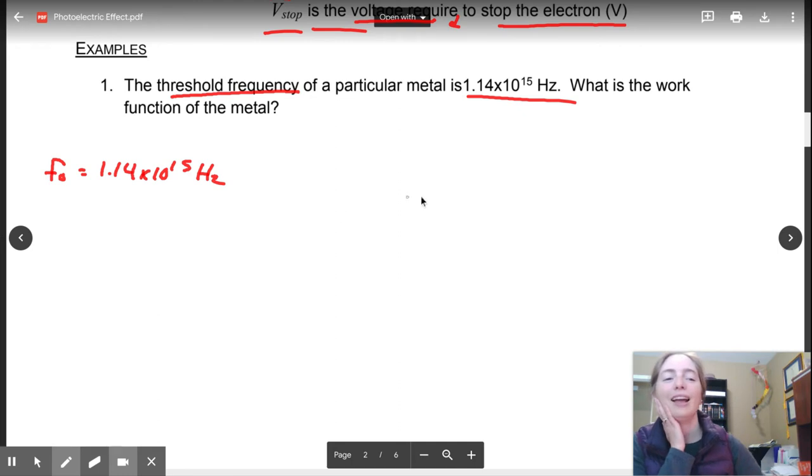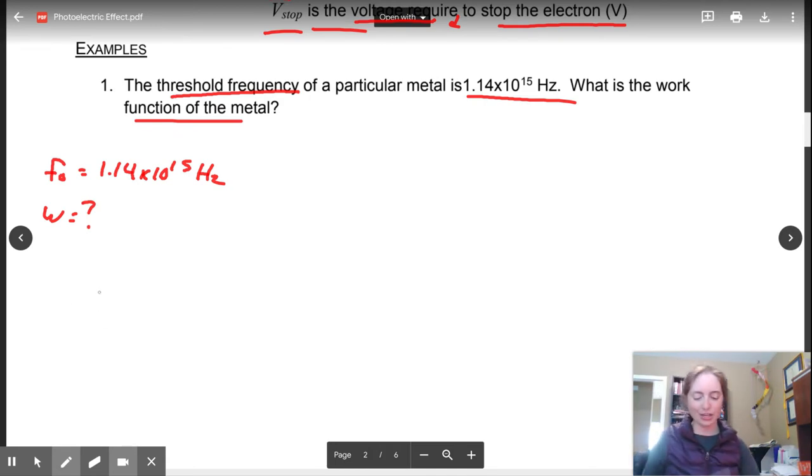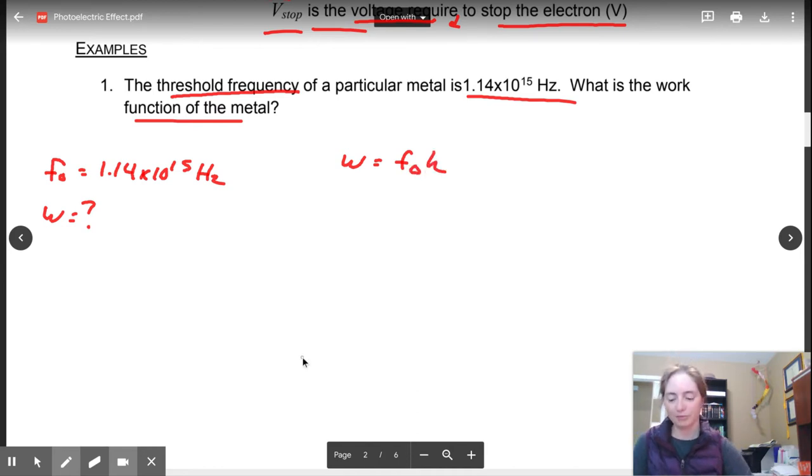What is the work function of the metal? Okay, well, ladies and gentlemen, what we've got here is our lovely equation. Work is equal to f0 times h. Well, your data sheet has it the other way around, but it doesn't really matter. There we go. So we have h as Planck's constant on the back of your data sheet.